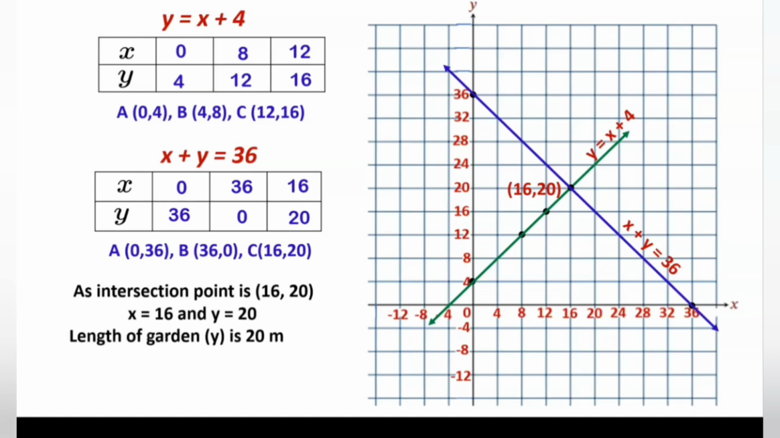What we assumed in the beginning? X is width and y is length. So the length of the garden is 20 meters, the y value, and the width of the garden is 16 meters, which is the x value.